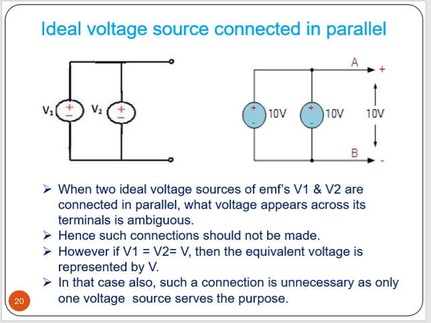Now, ideal voltage sources connected in parallel. If voltage sources are connected in parallel, what happens? The value should be the same. Whatever the voltages V1 and V2 are, they should be equal to the same V. With 10 volt and 10 volt in this parallel connection, that should be 10. So in parallel connection, voltages are the same. In series connection, voltages add up. In case of current sources, in series it will be the same, and in parallel it will add up.